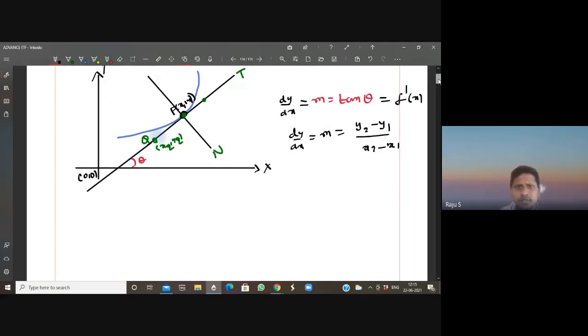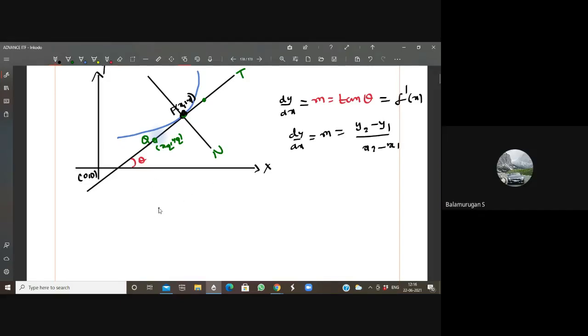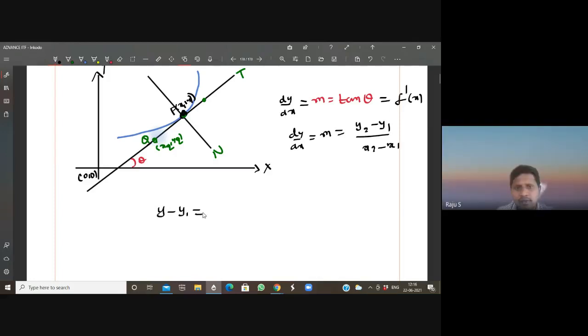Now here I want to know the equation of the tangent when theta is given. When theta is given, with the help of tan theta, first find the slope, and the point will be x1, y1. Can anyone tell what is the equation of the line passing through the point x1, y1, whose slope is m? That was already studied in straight lines. y minus y1 is equal to m into x minus x1.